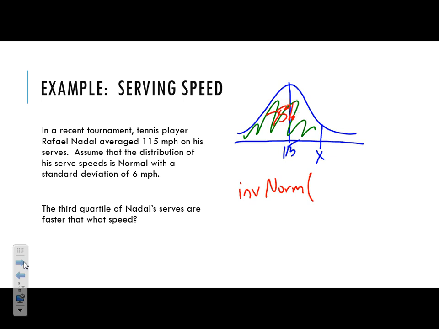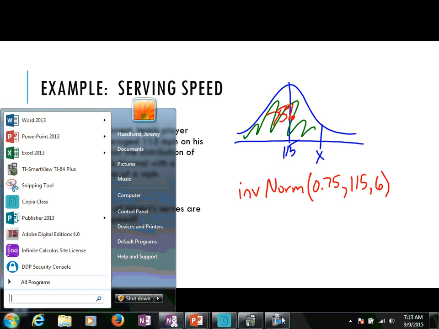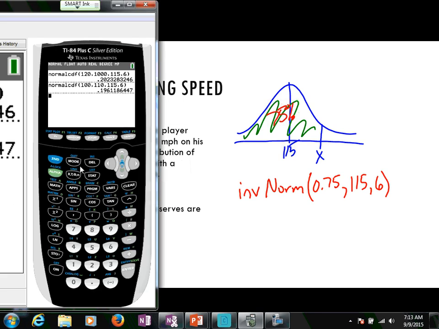So we want 75%, and we want to represent that as a decimal. 75% of our data is going to be to the left of our z-score. We have a mean of 115 and a standard deviation of 6. So this is going to be my input command. Now, let me pull my graphing calculator up and walk you through how that works. Again, we're going to go into the distribution menu, so second vars. Notice the third one down is this command, inverse normal, and that's what we want to put into our screen.